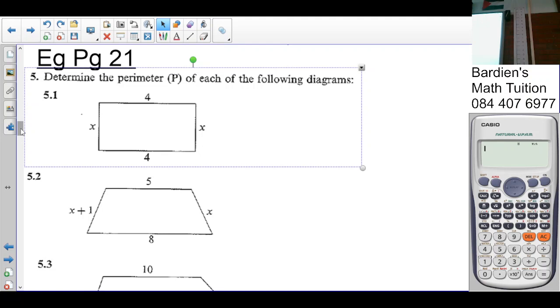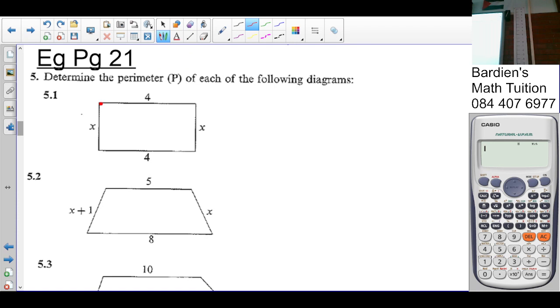Okay. So the first question says, determine the perimeter of each of the following diagrams. So what is the perimeter? The distance around the outside. The sum of the lengths on the outside. So if I start at that point, it's going to be 4 plus plus plus. So write that down. You add like terms if they are. Okay.